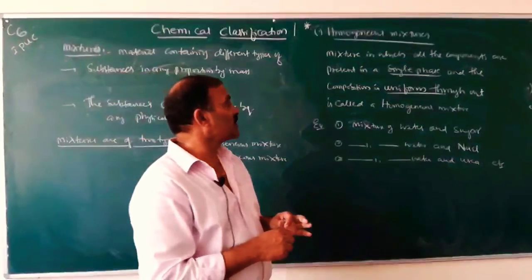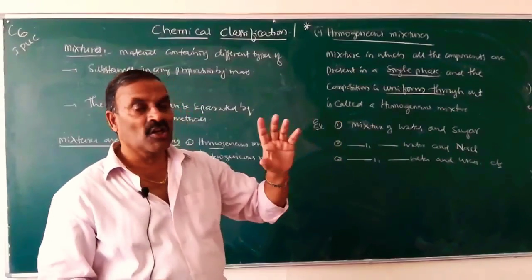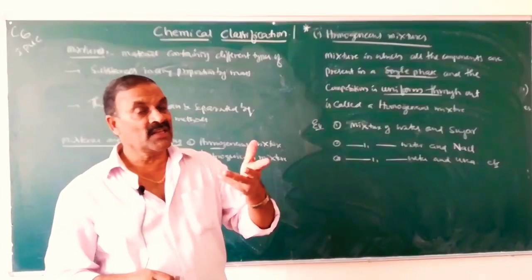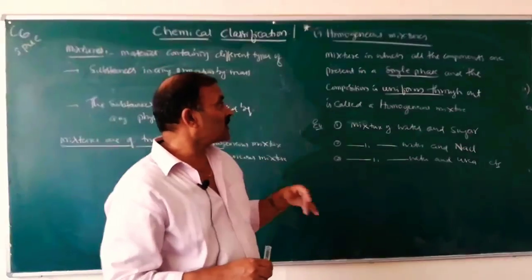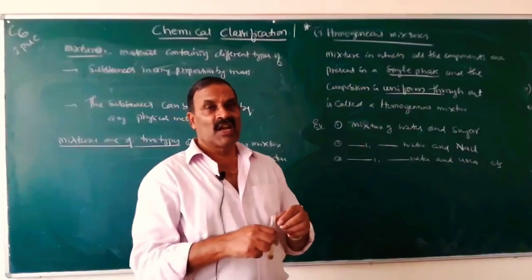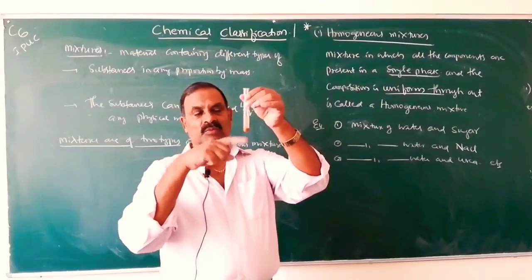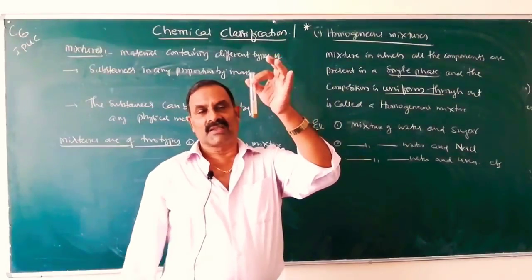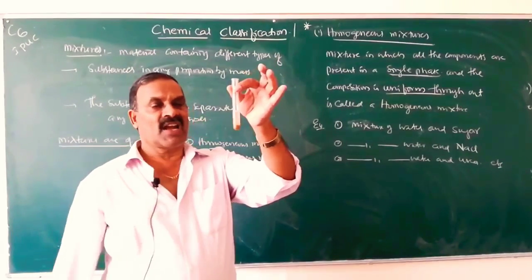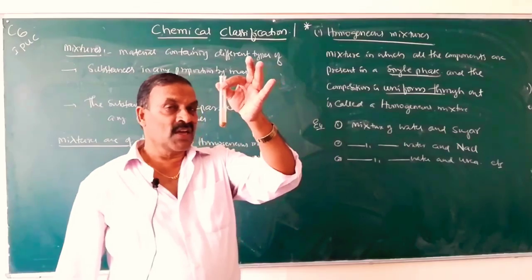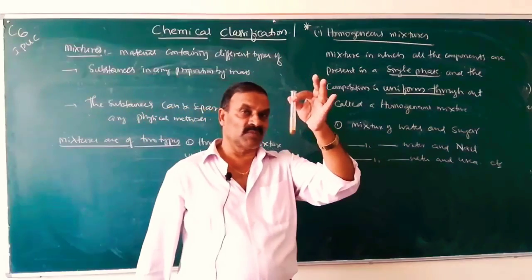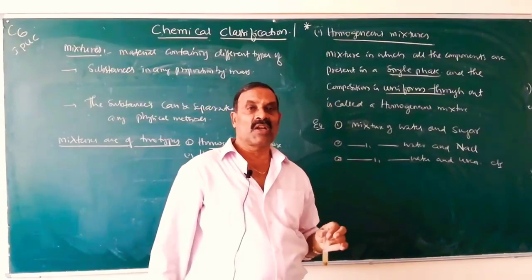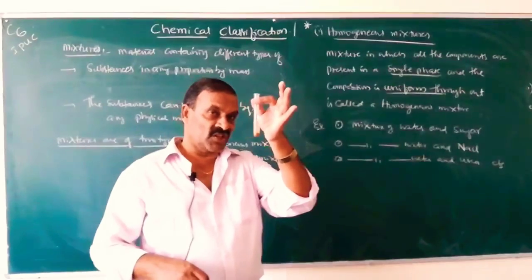So what is a heterogeneous mixture? Mixture in which all the components are not present in a single phase. They are present in different phases, and the composition is not uniform throughout. Sand particles will settle at the bottom and water is present at the top of the sand. So they form two layers and the composition is not uniform. Sand is not uniformly distributed throughout the solution. Therefore it is an example for heterogeneous mixture.